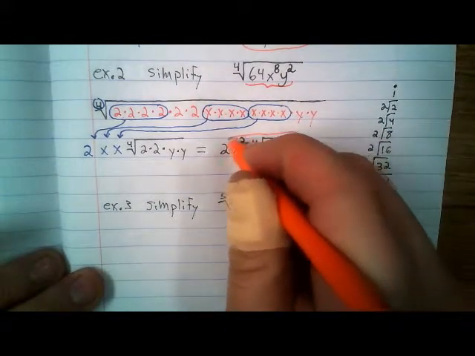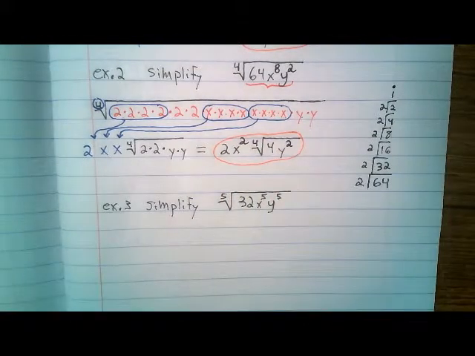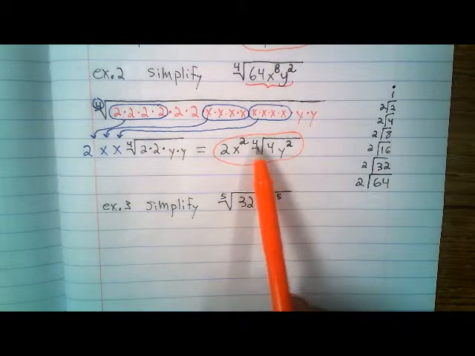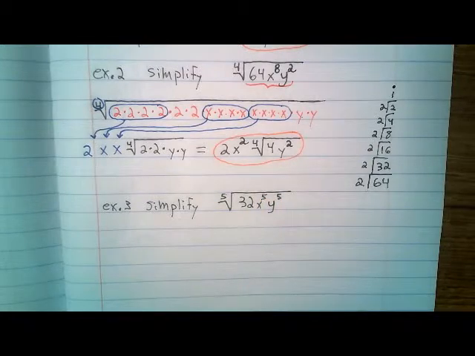I'll circle it in orange to show that it's the final answer. There's nothing else that we can do. I can't pull out a fourth root from 4, and I can't pull out a fourth root from 2. So that's as simple as we can get.